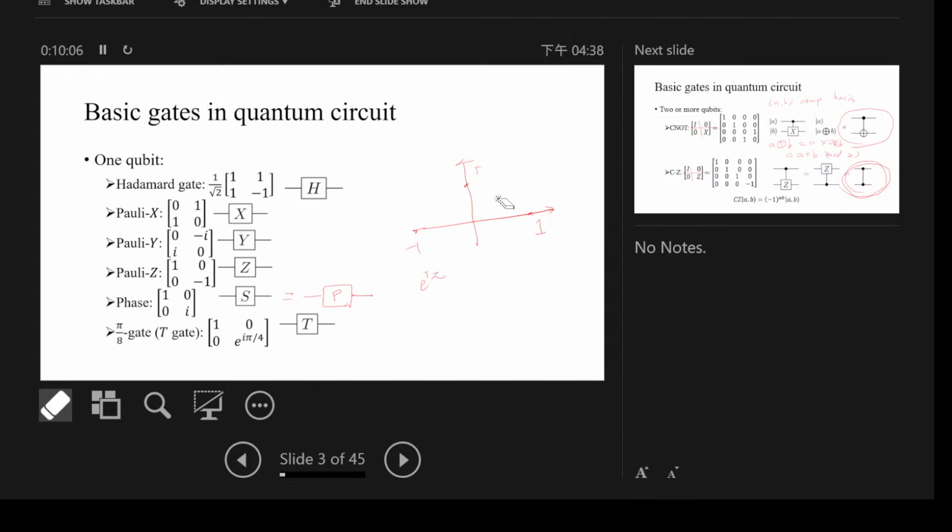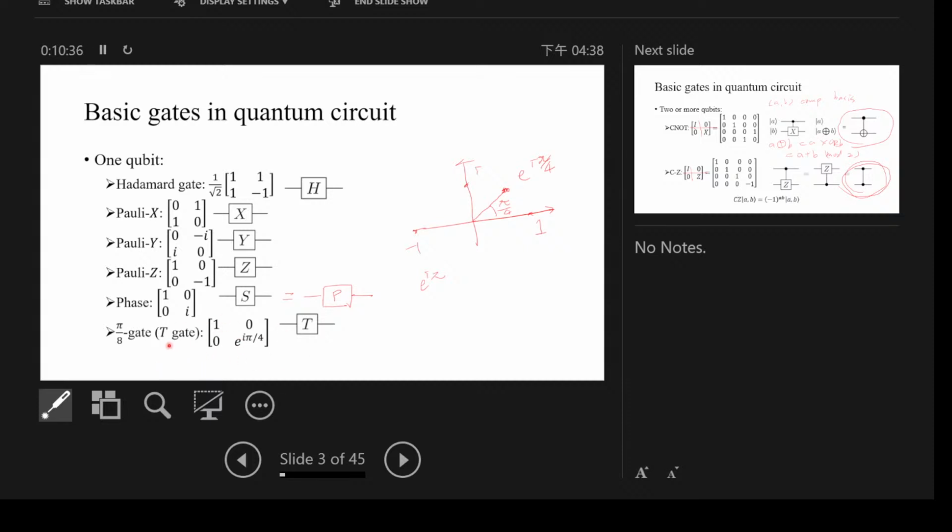Okay. Let's try to draw better. Okay. The angle. Okay, so this is pi over 4, and so this point is this e to the i pi over 4. Okay, so it's 1 and e to the i pi over 4, and this is called the T gate.